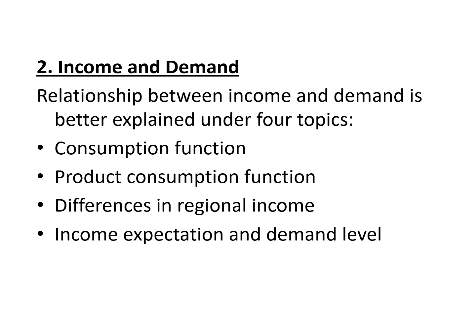And the second one is product consumption function. The product consumption function talks about the relationship between the total income and sales of a particular product. For example, you can take all the durable goods as the example in the product consumption function. And the third one is differences in regional income. Here, the purchasing power of the customers in different regions of the country will be varying. So you take different regions into consideration and try to find out the purchasing power of the customers. And the last one is income expectation and demand level.